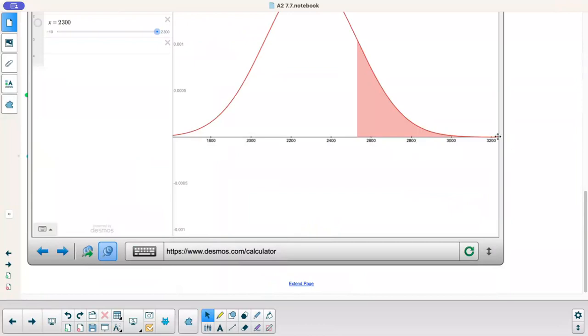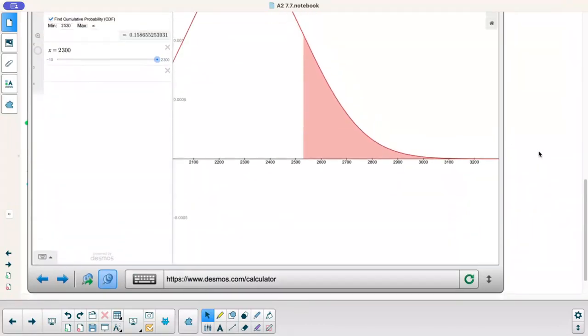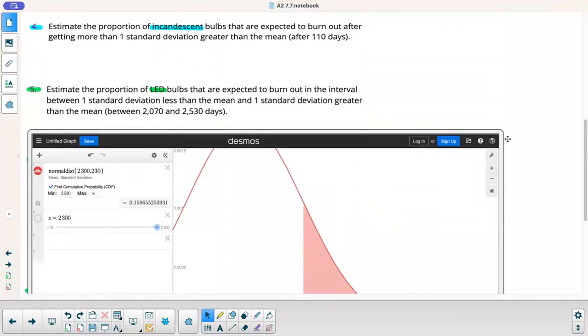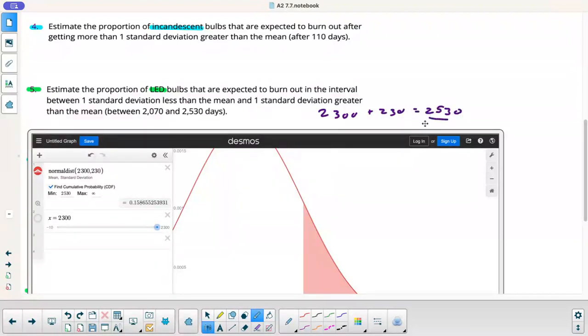So number 5. Estimate the proportion of LED bulbs that are expected to burn out in an interval between one standard deviation less than the mean and one standard deviation greater. If they didn't give you this info, you would just take the 2300 for your mean, and this way we would add 230 to get to the 2530, and this way we would minus 230, and that would get me to the 2070. Okay, so that's how we would go each way.